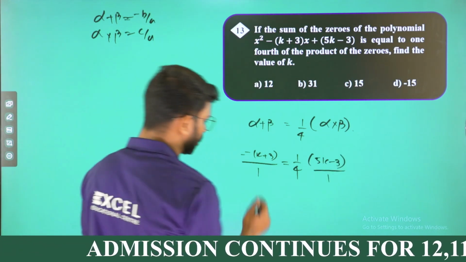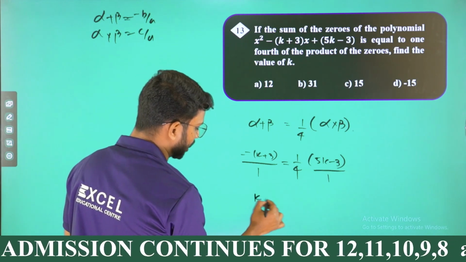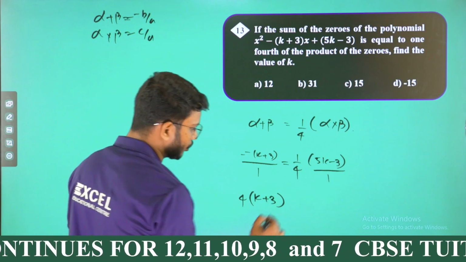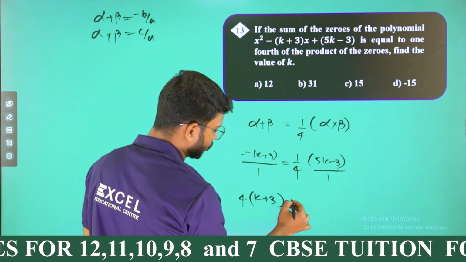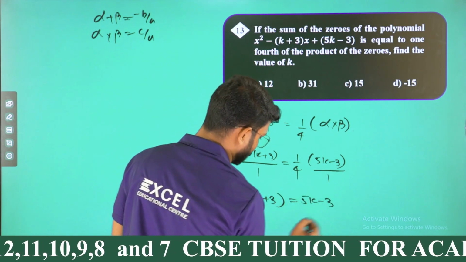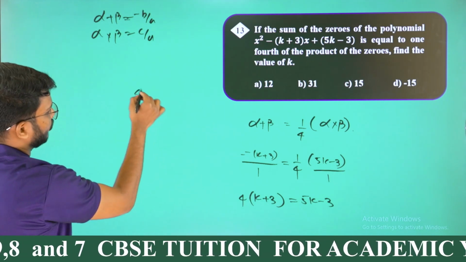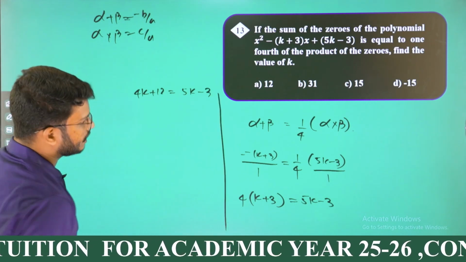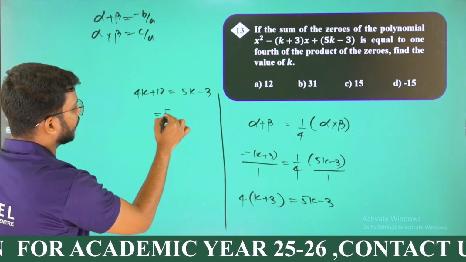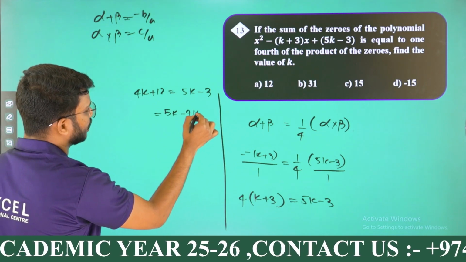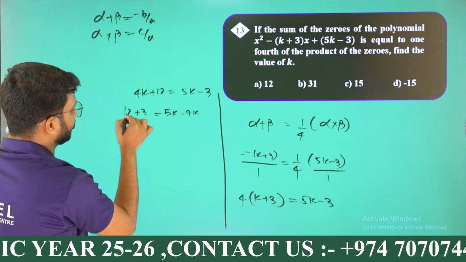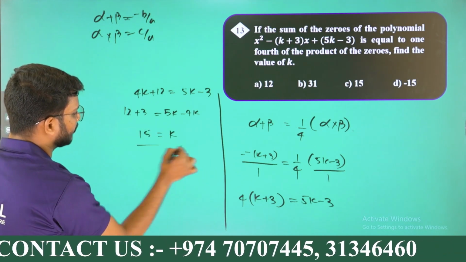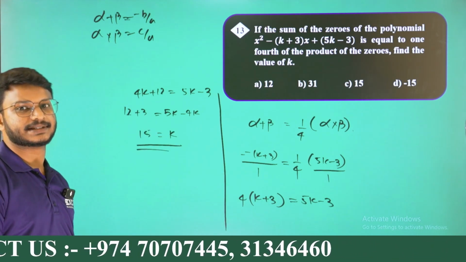Here these two negative signs become positive, so k plus 3. This division by 4 we can take to the left-hand side, so it becomes multiplication: 4 times (k + 3) equals 5k minus 3. We can open the bracket: 4k plus 12 is equal to 5k minus 3. Then we shift the 4k to the right-hand side: 5k minus 4k is 1k, and 12 plus 3 is 15. K is equal to 15 is the solution.